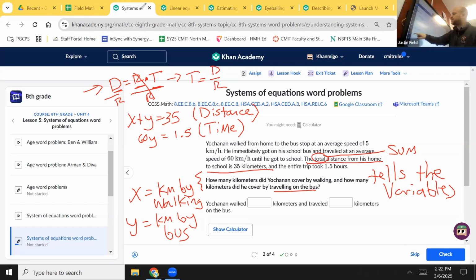So I don't want to do 60 times y. That's not going to give me the total time. I want to do the distance, which I don't know, but I know the rate is 60. And then the distance for walking, which I don't know, but I know the rate was 5.